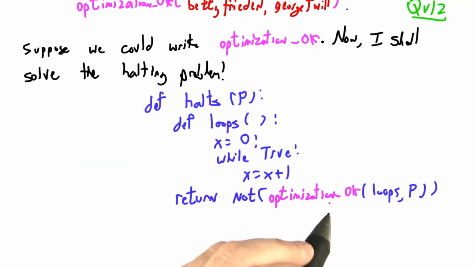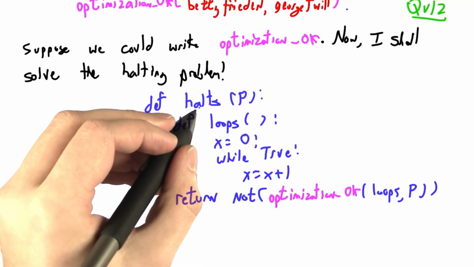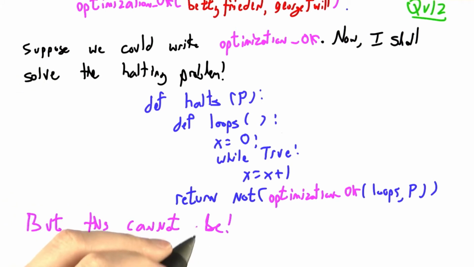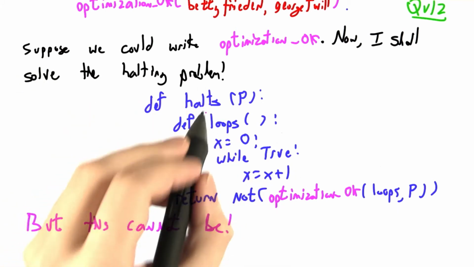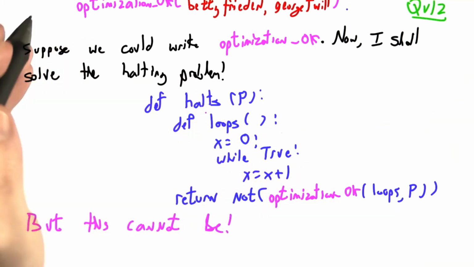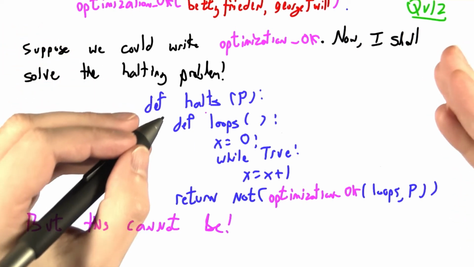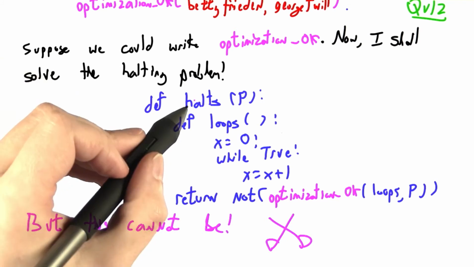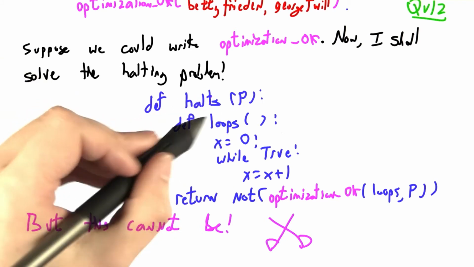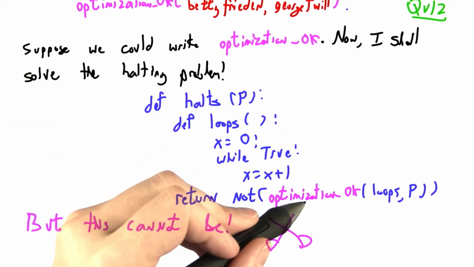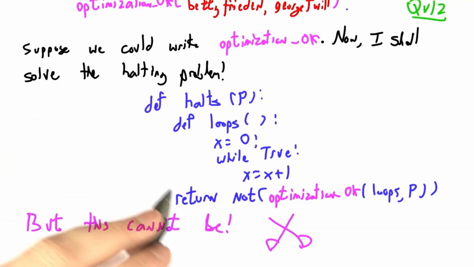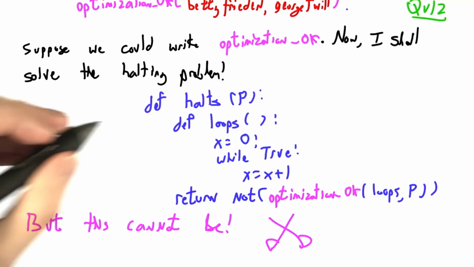If optimization OK could be written, then the halting problem decider could be written. But this cannot be. We've seen before that there's no way to solve the halting problem. It's equivalent to figuring out if this sentence is false is true or false. It's a contradiction in the real world. So halts is impossible, but I could totally make halts if I had optimization OK. That means optimization OK must be impossible. Impossible to solve every time precisely.